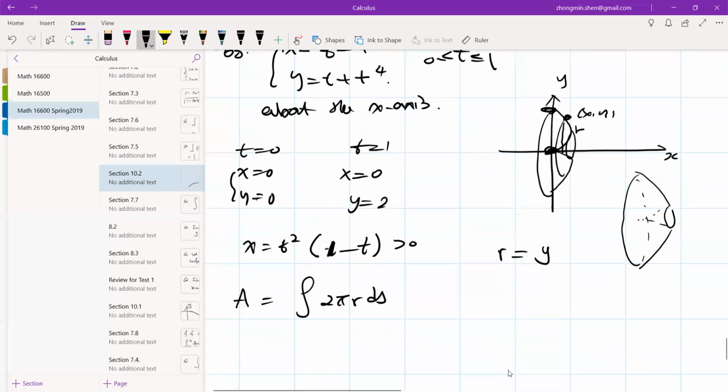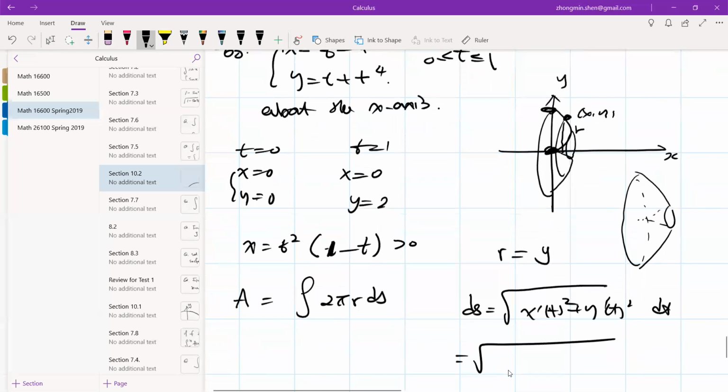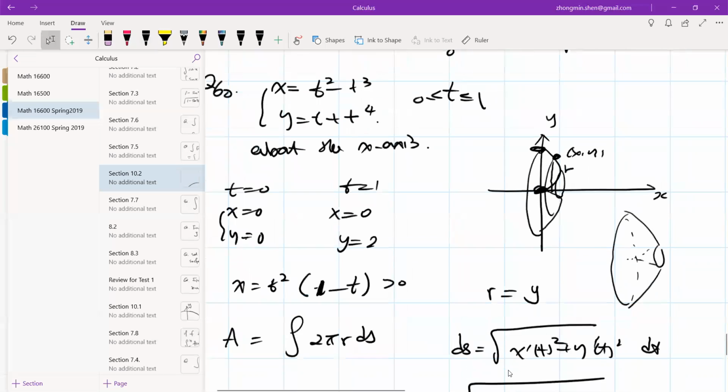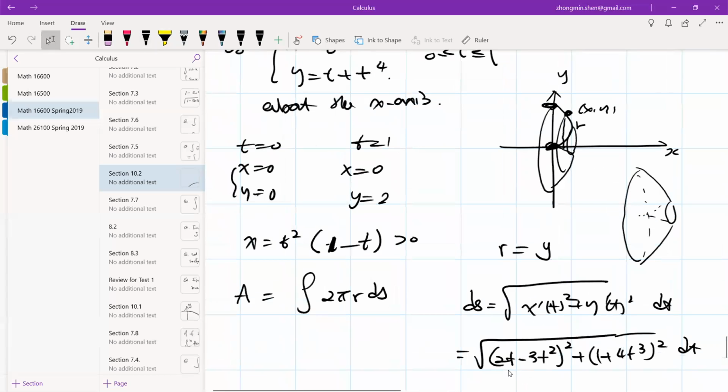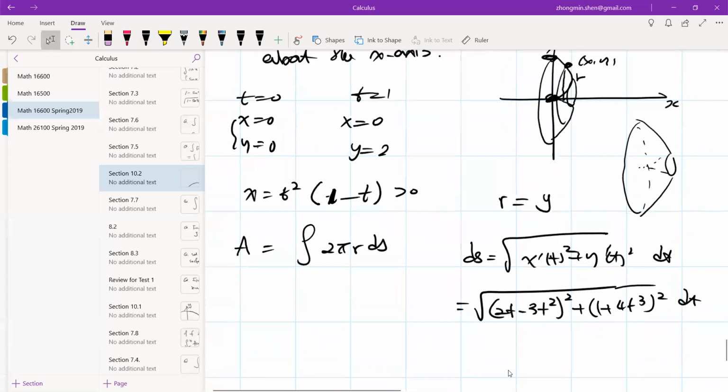But then ds is going to be the integral of the square root of x prime of t squared plus y prime of t squared, dt. So x prime of t is going to be 2t minus 3t squared, and y prime is going to be 1 plus 4t cubed, squared, dt. This is a very complicated function, but anyway, it's a function.